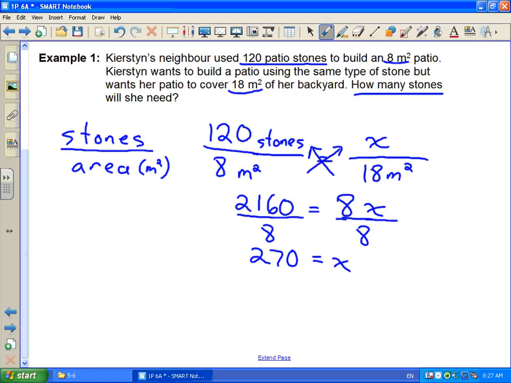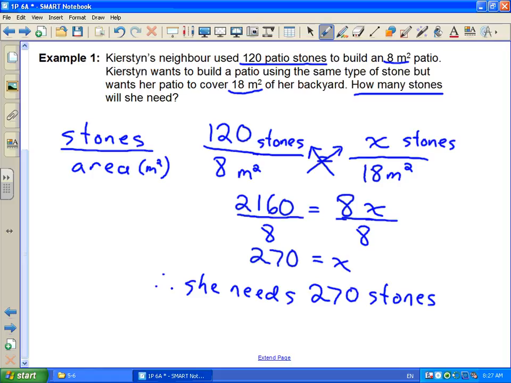Now, what does that x represent? It represents a number of stones. So we can say she needs 270 stones. And it's always good in a rate question to put that final sentence, especially just to be clear on what the units are, whether this 270 represents meters squared or whether it represents stones.